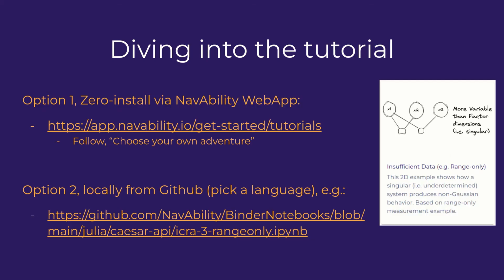All right, just quickly, how can you run this? There are 2 ways. A zero install path by going to app.navability.io. I'll click on that in a moment. Or you can get this code online and install it locally from GitHub. I'll show that too. So let me just click on the first one, app.navability.io.